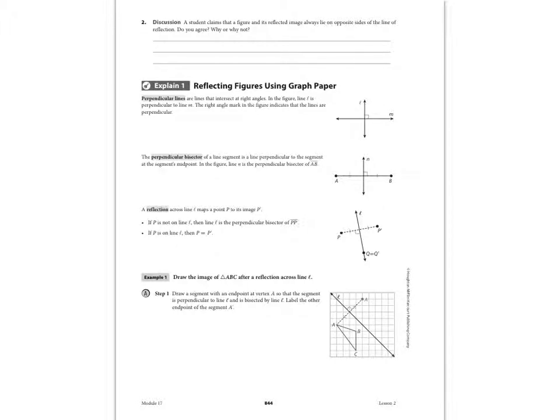On page 844 is some vocabulary. Perpendicular lines, we talked about that when we did the constructions in class. It just means that 2 lines or 2 segments or whatever figures we're using are going to create right angles.